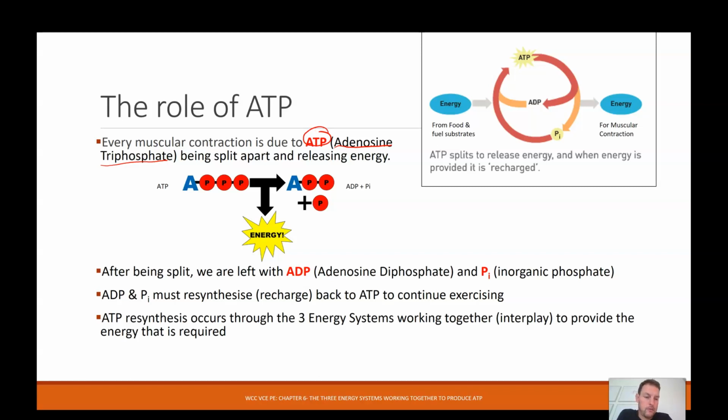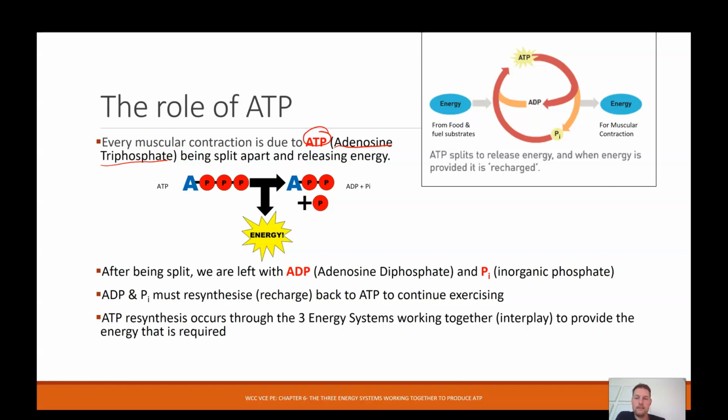So what is ATP? Well, ATP is a chemical that's found in our muscles, and it's the chemical that we actually break down to produce energy. There's no other way to produce muscular contraction in our body apart from ATP. So ATP is really important. Without it, our heart couldn't beat, we couldn't breathe, we couldn't move. So ATP is that molecule that we're after.